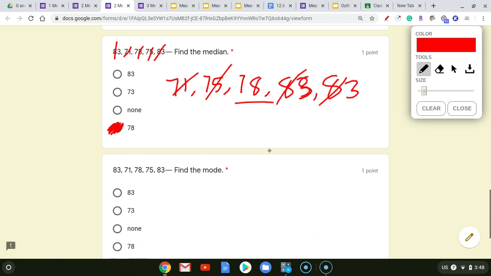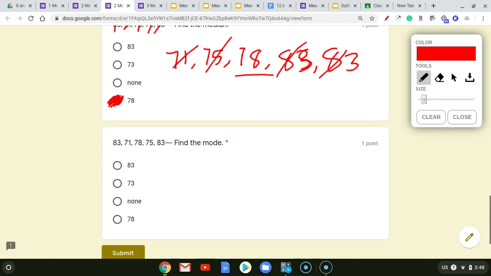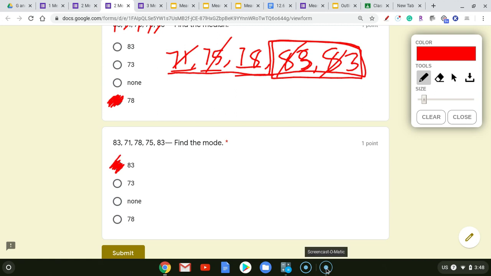Awesome. All right, and now the mode, we find the one that shows up the most. Because I already have these in order, I can very easily see that, hey, look, there's 2 83s, and that's the only one that's been doubled up. So 83 is my mode. It's the one that I've seen the most. Those are your answers to the number 2.